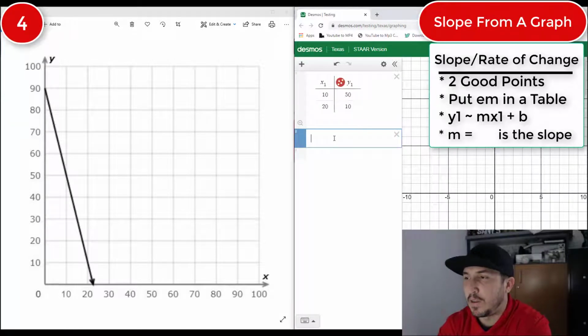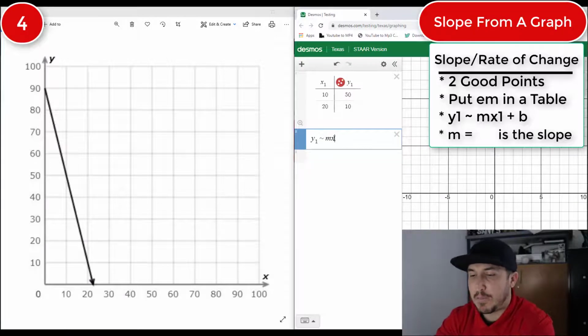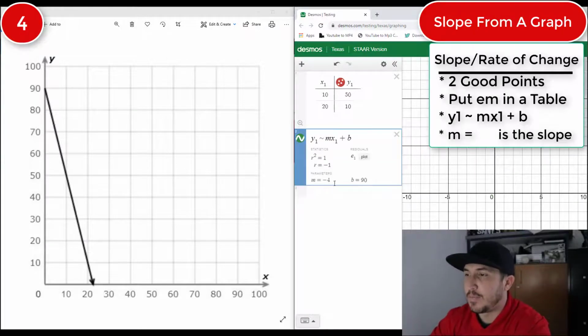Now I've got to type in the formula. It's going to be y1 squiggly mx1 plus b. The m is the slope, and the m says -4. So my answer here is -4. Easy peasy. See how fast that is? That's how fast this stuff is.